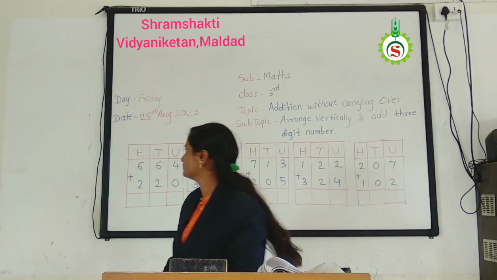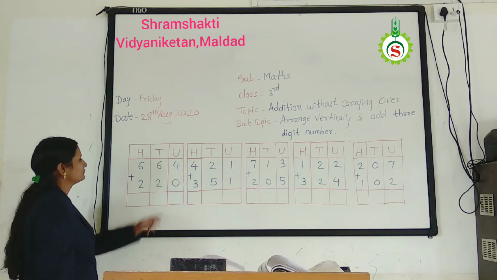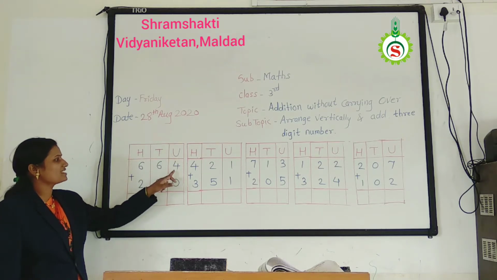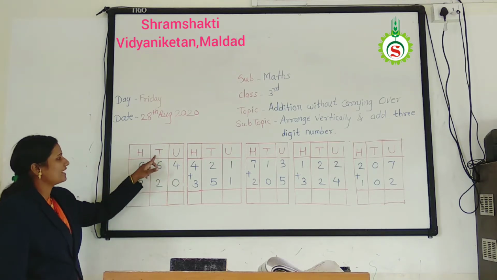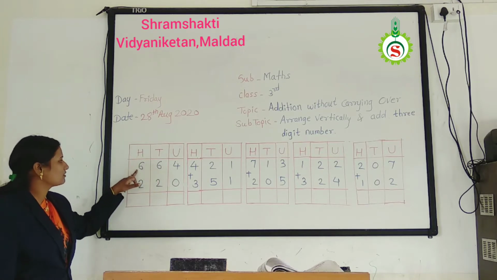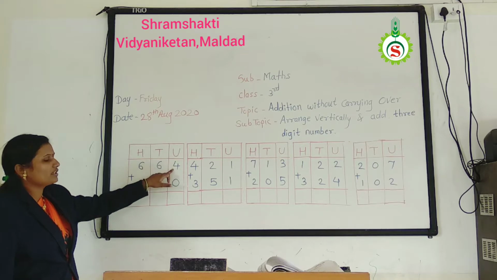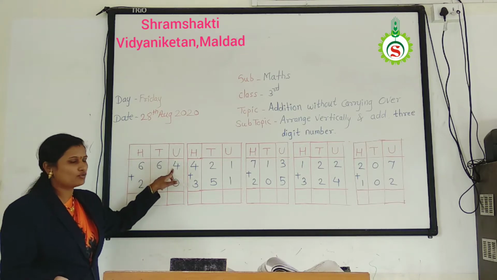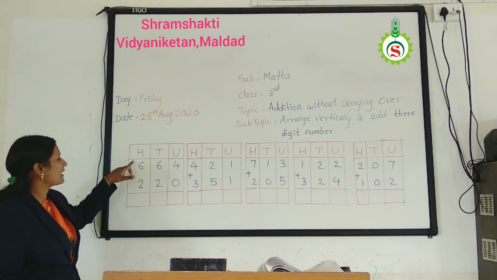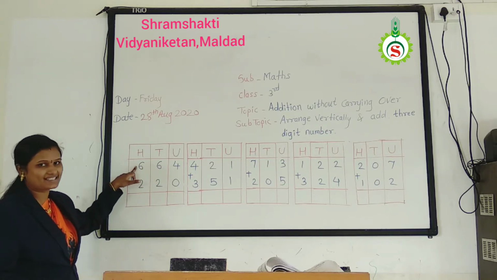See student, first example: unit place, tens place, hundred place. Unit place, which number? 4. Tens place, which number? 6. Hundred place, which number? 6. The value of 4 is just 4. Tens place 6, its value is 60, and this 6's value is 600.